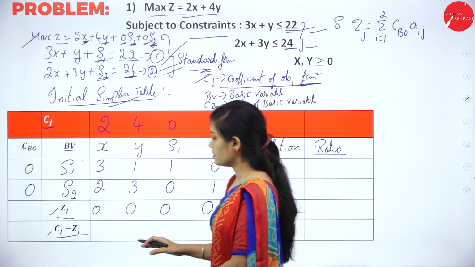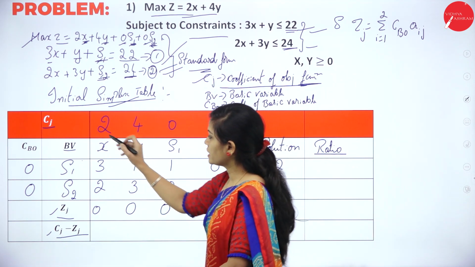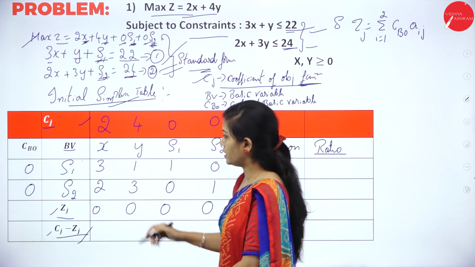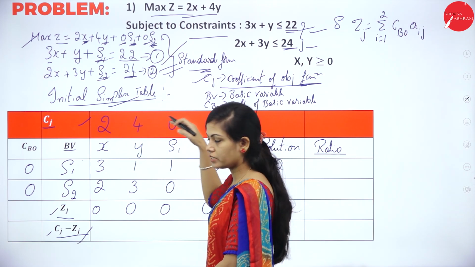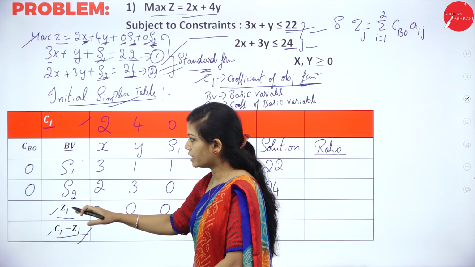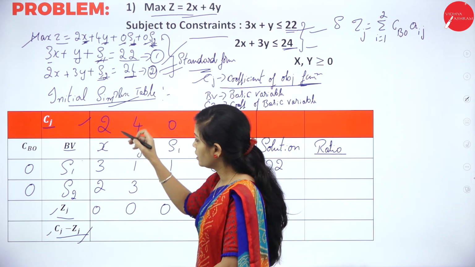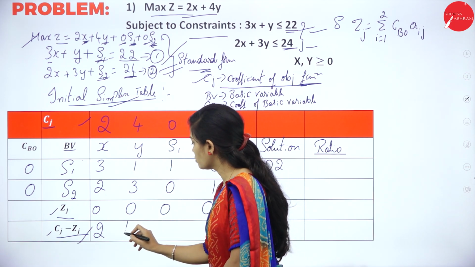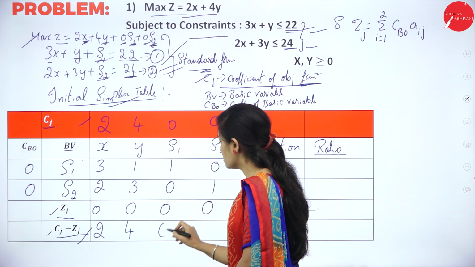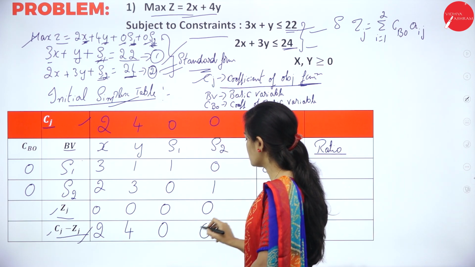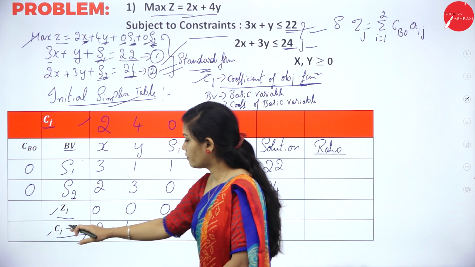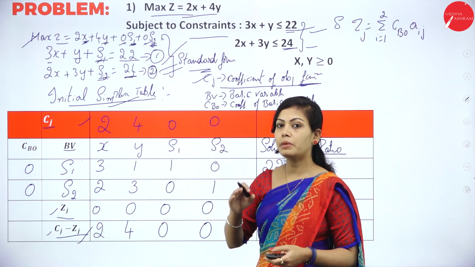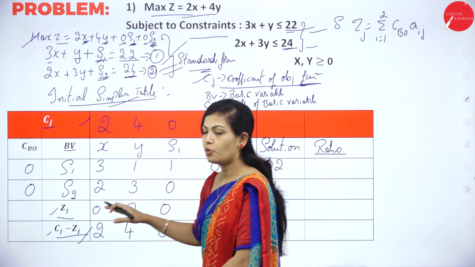And after finding the Zj value, you have to find Cj minus Zj. What is Cj minus Zj? Here, this is Cj value, and subtract the Zj value from this Cj value. So, 2 minus 0 is 2. 4 minus 0 is 4. 0 minus 0 is 0. 0 minus 0 is 0. So, now we got the value of Cj minus Zj. So, this is the method for finding Zj value and Cj minus Zj.